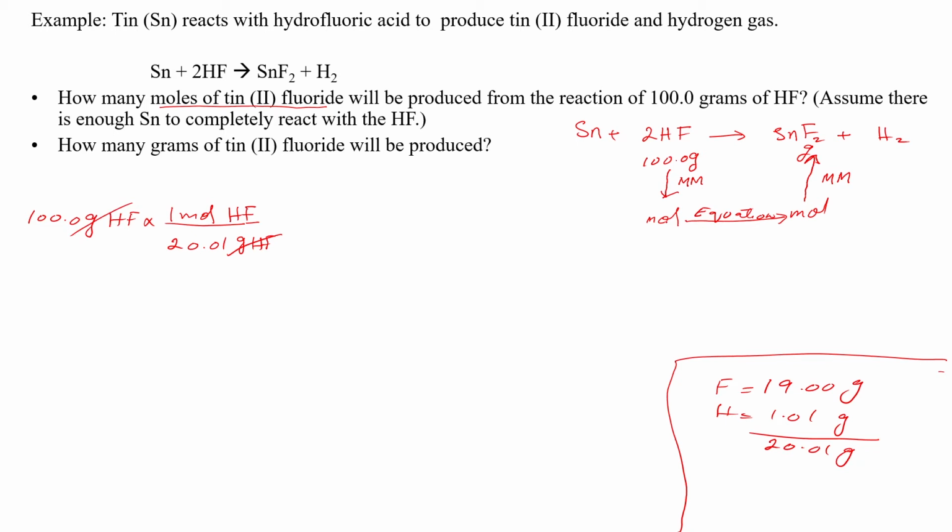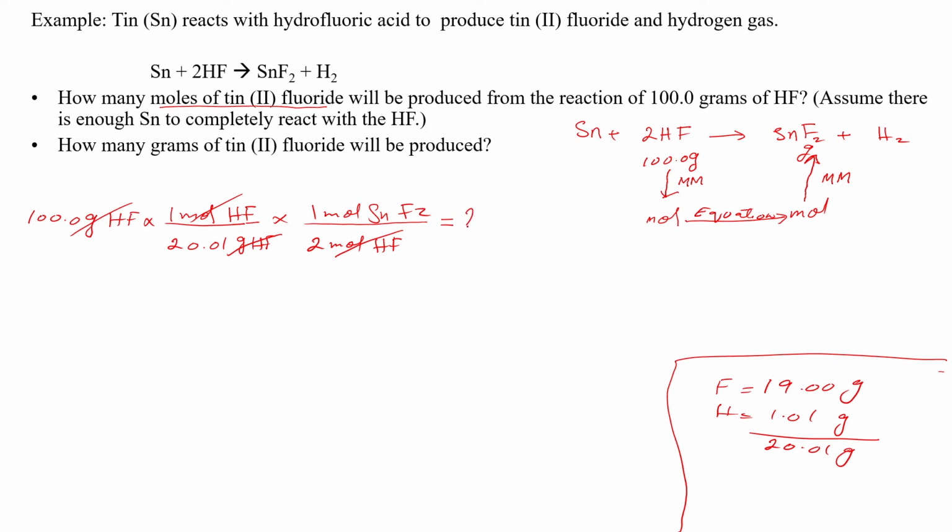Now we have moles of hydrogen fluoride. To convert moles of hydrogen fluoride to moles of tin 2 fluoride, we will get help from the equation. We will find mole ratios. So we have 2 moles of hydrogen fluoride and 1 mole of tin 2 fluoride. Okay, so now the moles of hydrogen fluoride cancel, and you have moles of tin 2 fluoride in your answer. Now this problem that we are doing is broken into 2 steps. The first step is just to find moles, so I will stop here.